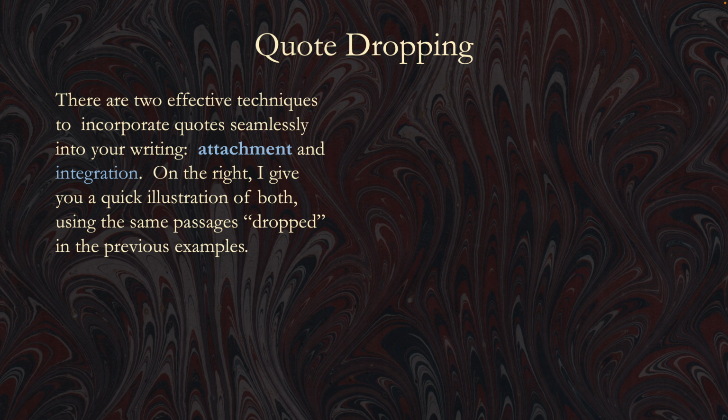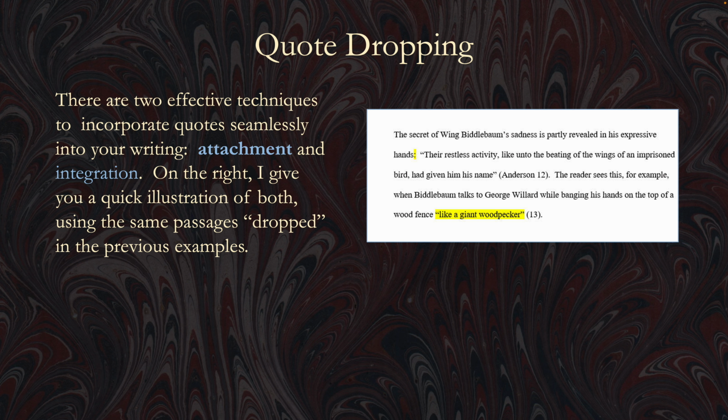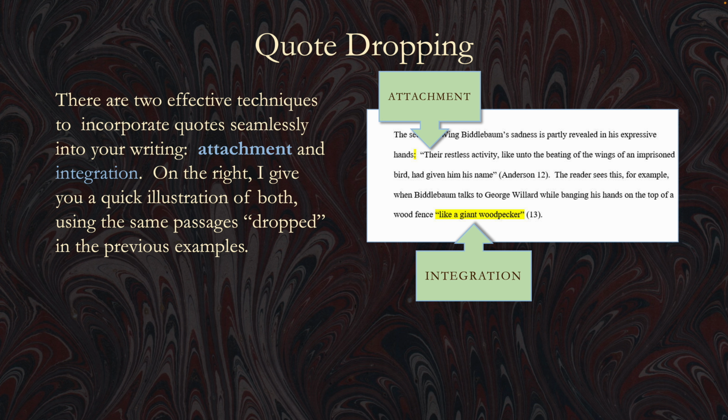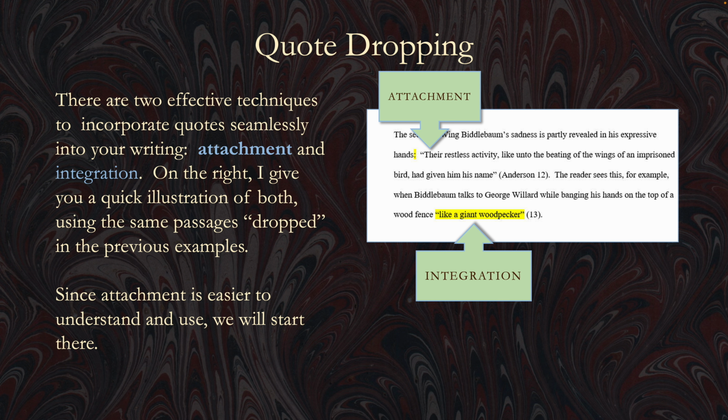There are two ways to avoid doing this, two ways to incorporate quotes seamlessly into your writing. And I call these methods attachment and integration. So on the right, I give you a quick illustration of both using the same passages that were dropped in the previous examples. This one is attachment, and this one is integration. Now I'm going to show you how to do this. We'll start with attachment. It's easier to understand and use.